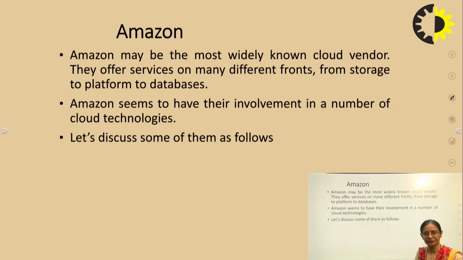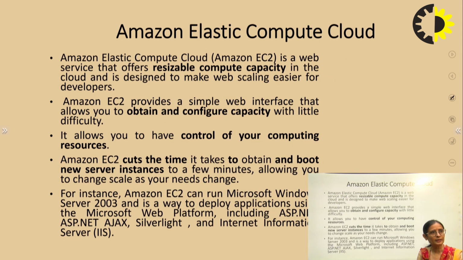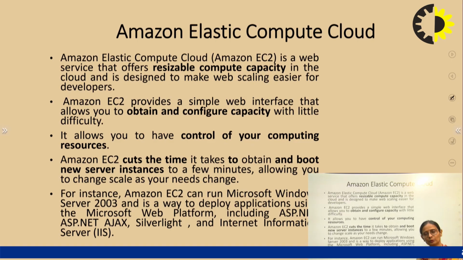Another important vendor in the cloud is Amazon. Amazon may be the most widely known cloud vendor. They offer services on many different fronts, from storage to platform to database. Amazon seems to have involvement in a number of cloud technologies. So what are these? The first one is EC2, that is Amazon Elastic Compute Cloud. EC2 is a web service offered by the cloud, and it offers resizable compute capacity in the cloud and is designed to make web scaling easier for developers.